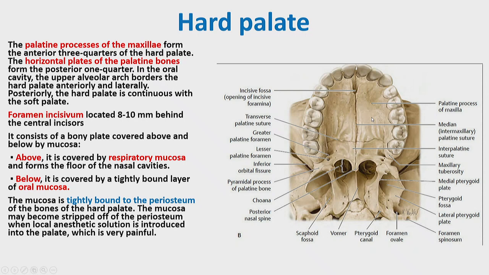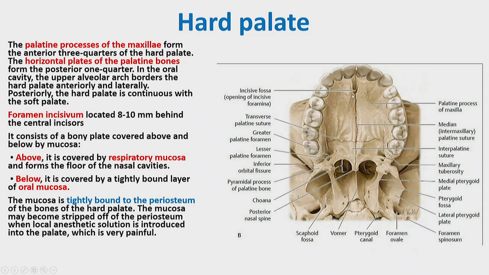The epithelium and mucous membrane on the side of the nasal cavity is covered by respiratory mucosa, and on the side of the oral cavity it is a special mucosa called masticatory mucosa. This mucosa is firmly attached to the periosteum, so that is why it makes the structure which is called the mucoperiosteum.